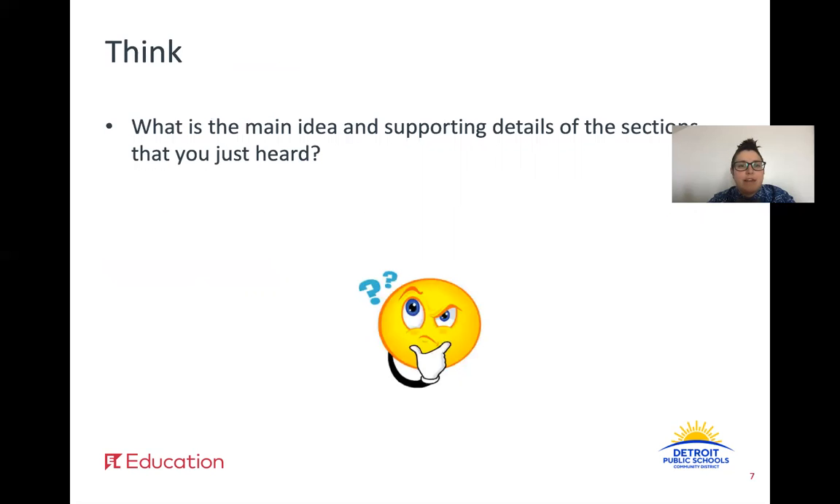Remember that a main idea, just like that central message, is a big idea that the author wants you to understand and take away from reading a text. And a supporting detail is a detail in the text, like facts and pieces of information that help you understand that big idea or main idea. Now that you've read the text, I'd like you to think to yourself about this question. What is the main idea and supporting details of the sections that you just heard? Pause the video here if you need some extra time to think.